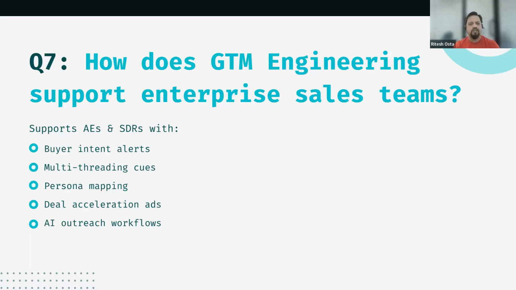Persona mapping, as I said, it's now very easy to map your products to personas. Deal acceleration ads: the moment the lead comes in or the lead becomes a deal, you can run acceleration ads, the bridge ads. AI outreach workflow: the AI can do a complete workflow, not just send an email, but create a complete workflow, right? Send an email; if they reply to the email, do this; if they don't reply, do that. All of that can be done through AI as well.